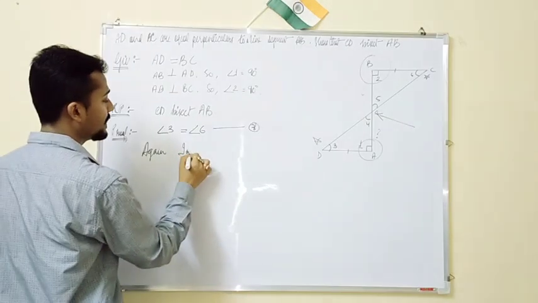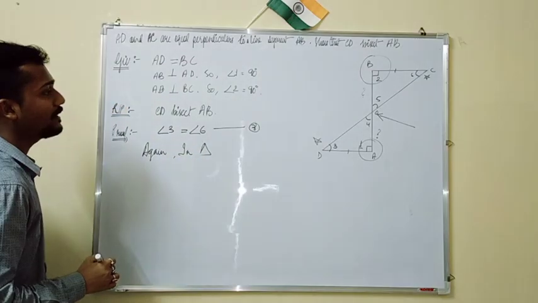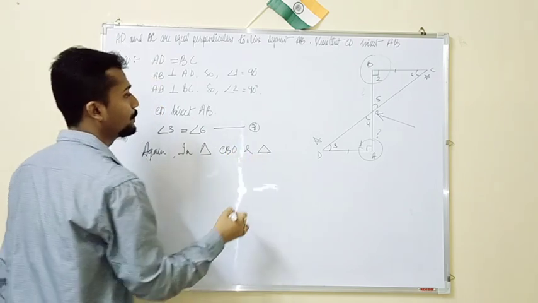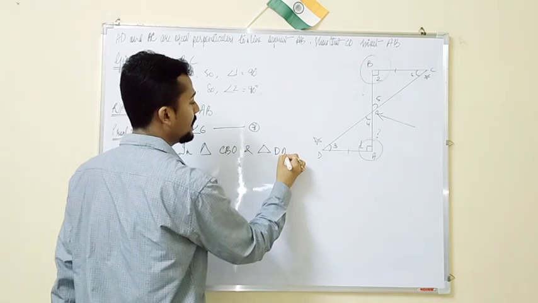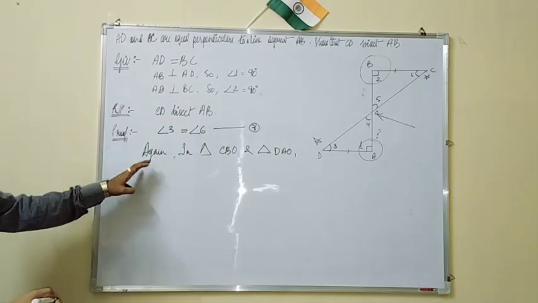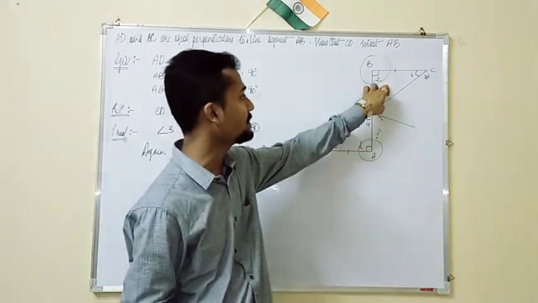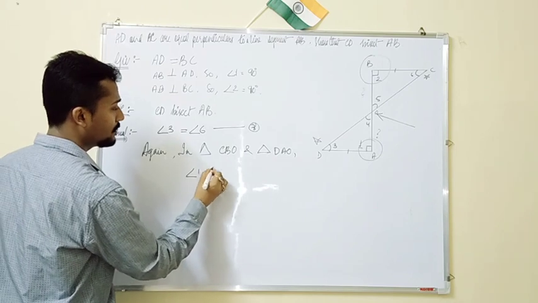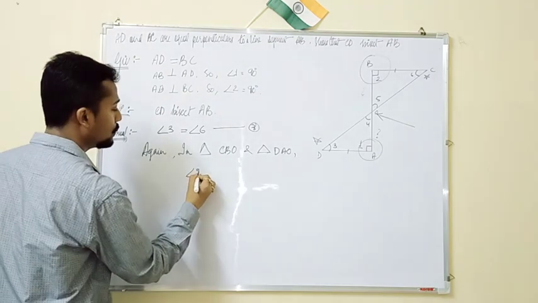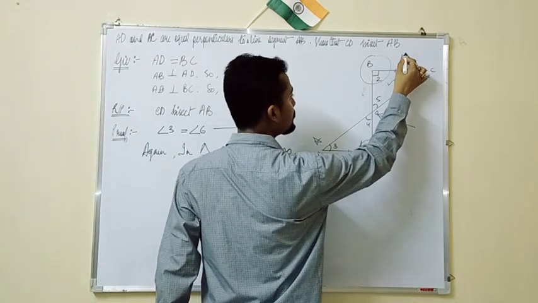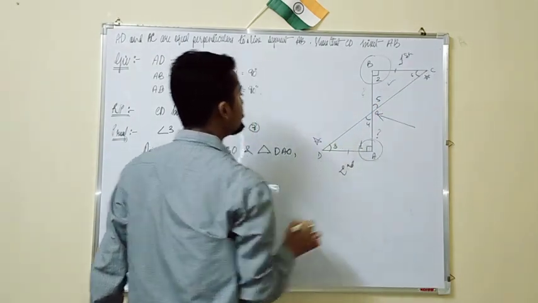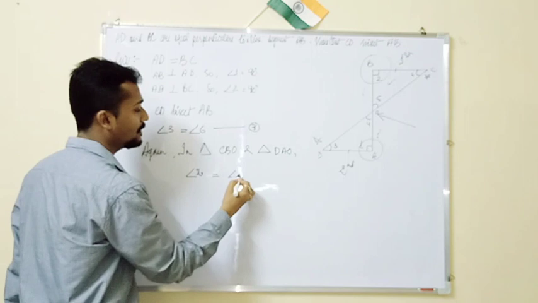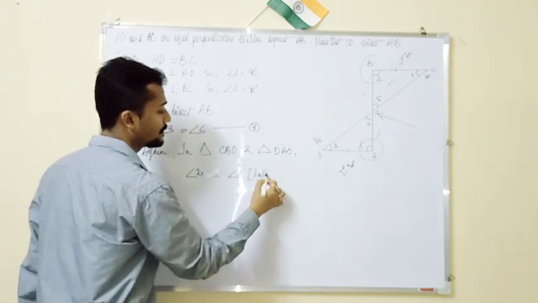Again in triangle CBO and triangle DAO. In the two triangles, this triangle and this triangle, we will compare once again. Angle 1 in CBO first, then angle 2 in this particular triangle. This is the first triangle that I have taken, and this is the second triangle. That means angle 2 will be equal to angle 1, both 90 degrees.